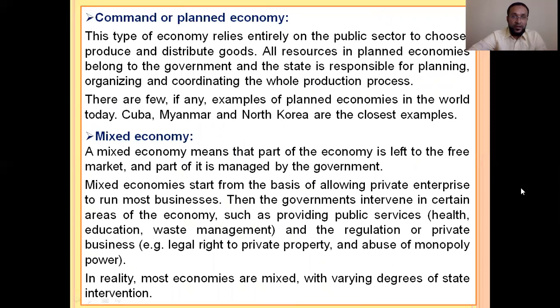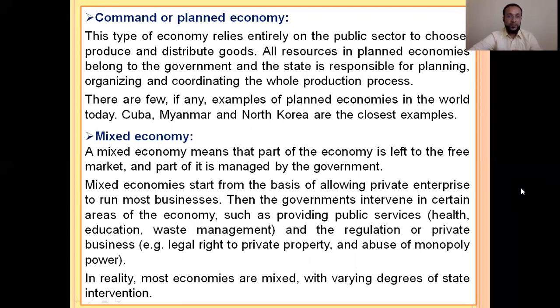Next is command or planned economy. This type of economy relies entirely on the public sector to choose, produce, and distribute goods. All resources in planned economies belong to the government, and the state is responsible for planning, organizing, and coordinating the whole production process. There are few, if any, examples of planned economy in the world today. Cuba, Myanmar, and North Korea are the closest examples of planned or command economy nowadays.